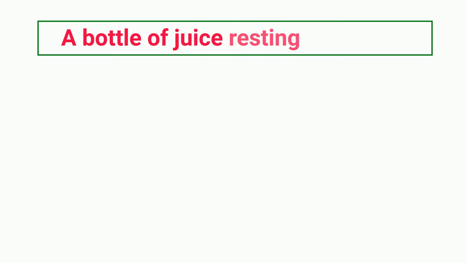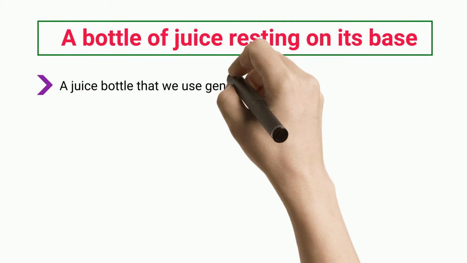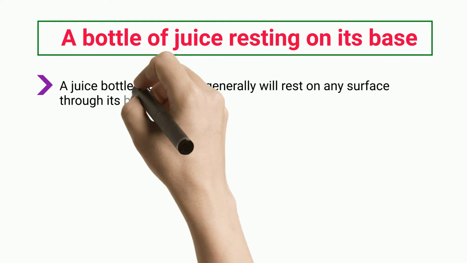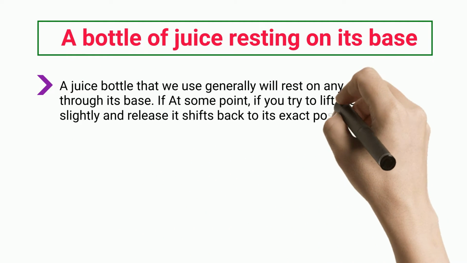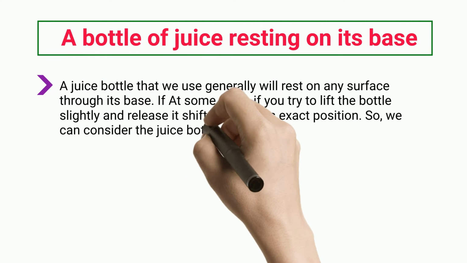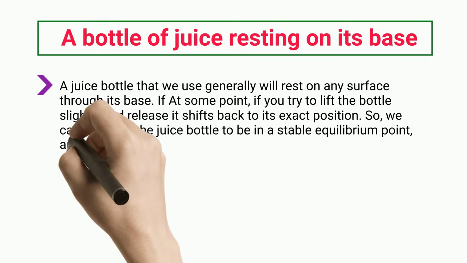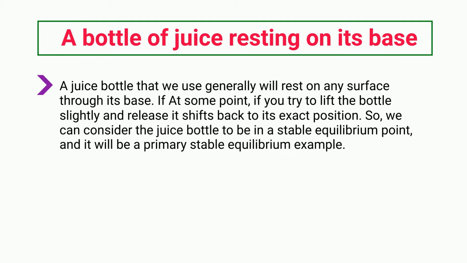A bottle of juice resting on its base. A juice bottle that we generally use rests on any surface through its base. If you try to lift the bottle slightly and release it, it shifts back to its exact position. So, we can consider the juice bottle to be at a stable equilibrium point, and it is a primary stable equilibrium example.